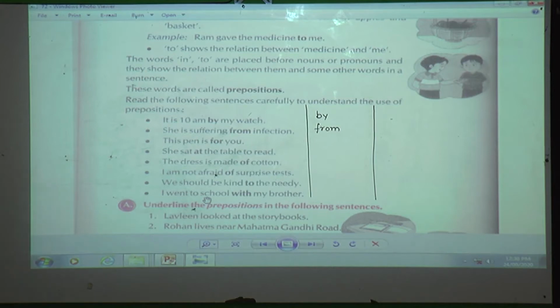Now here we have seen how it shows the relation between the noun and pronoun or other words of the sentence in a particular sentence. Okay, so here whatever words are bold, they are prepositions. For example, by, from, for, at, of, to, with. These are the limited prepositions which we have learned. There are many more prepositions which I will tell you to write down.